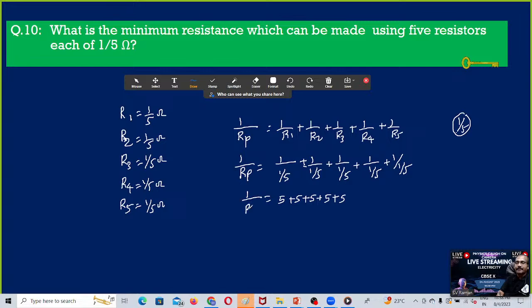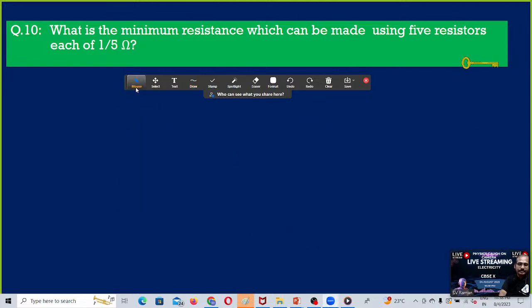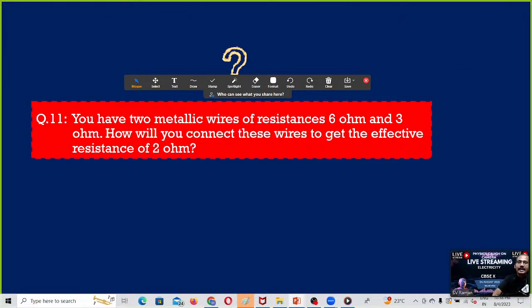So 1 by Rp value is 25. So with 1 by Rp value 25, Rp value how much? 1 by 25, which means 0.04 ohms. That is the minimum resistance we can get while using each of 1/5 ohm resistors. Hope you are satisfied with this answer. Yes. Next question.